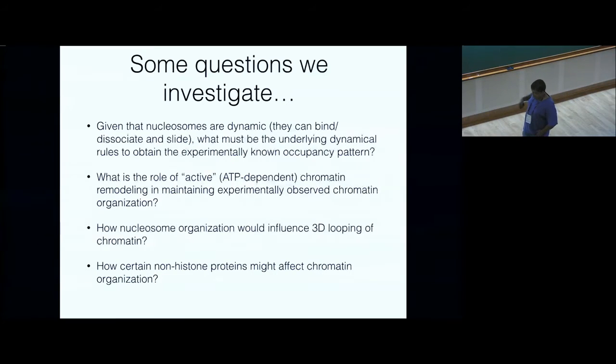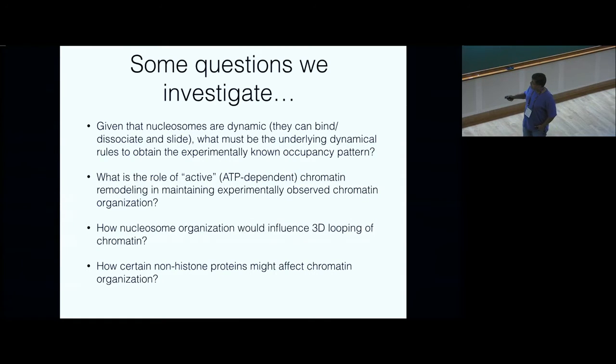Given that nucleosomes are dynamic, it is also known that nucleosomes can slide with the help of molecular machines, and nucleosomes get disassembled. So given that nucleosomes are dynamic, they can bind, dissociate, and slide, what must be the underlying dynamical rules to obtain the experimentally known occupancy pattern? So we experimentally know some pattern. What should be the dynamics behind it so that one would end up with this pattern? So this is one question that we asked.